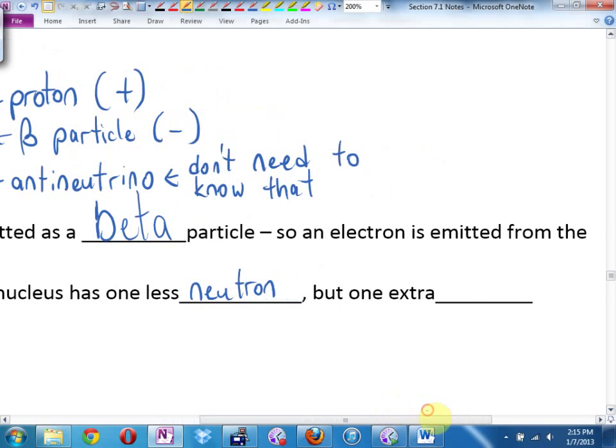But it has one extra what? What did the neutron break up into? Electron. Where'd the electron go? Out. So what was left behind? It's got one extra proton. And because the number of protons is what determines what kind of element you are, it's just become a new element. It's moved up one on the periodic table.